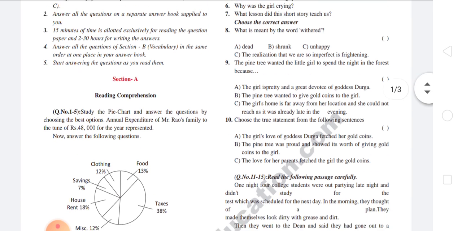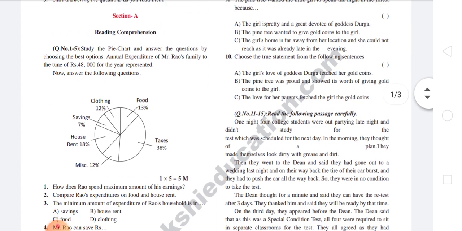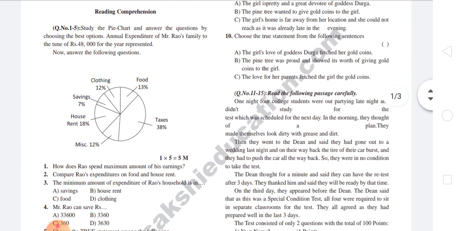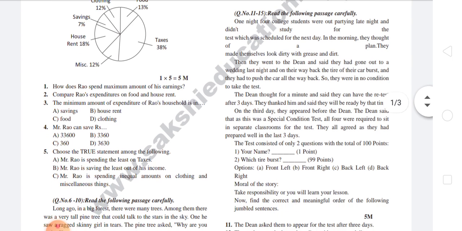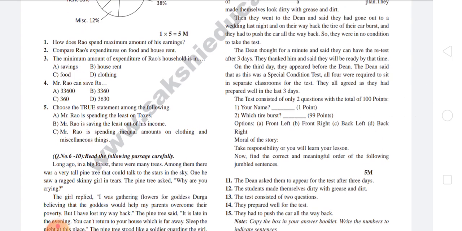Next, questions 11 to 15: read the following passage carefully. It is also a completely out of syllabus passage. Basically he will first give one passage and we should analyze it and understand it very carefully. Then he will give questions 11, 12, 13, 14 and 15. It's definitely disordered sentences.